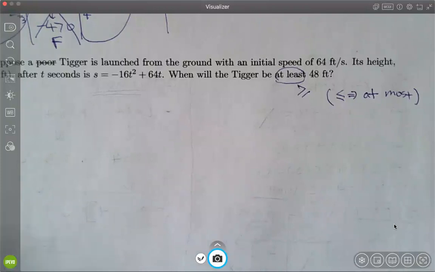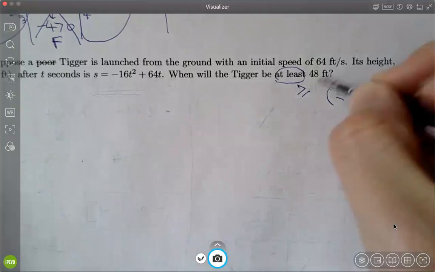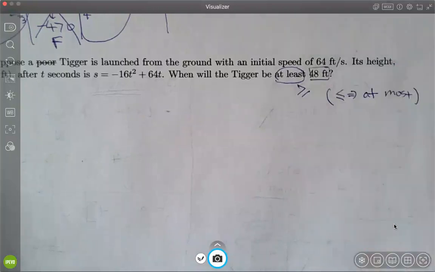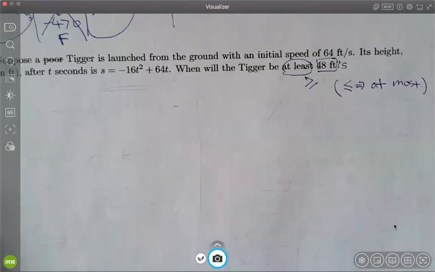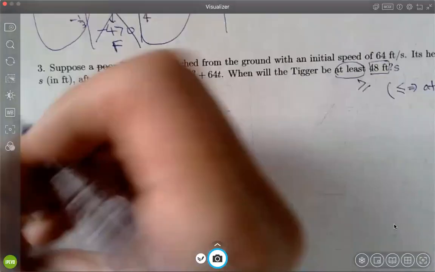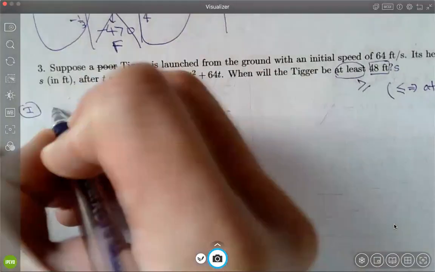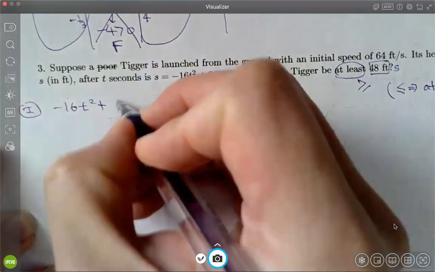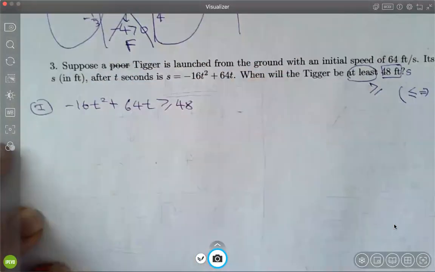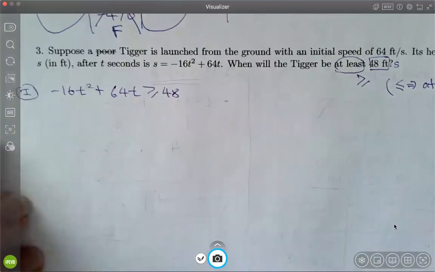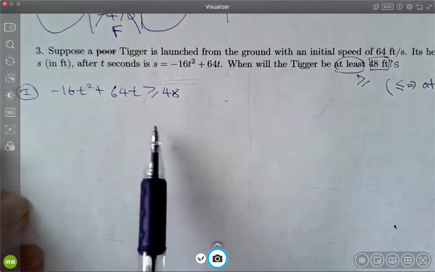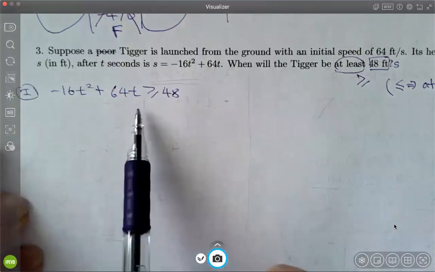Now, 48 is not the time, right? That's the height. So we have s equal to 48 and greater than or equal to, so the setup is negative 16t squared plus 64t is greater than or equal to 48. That's the setup. This inequality looks familiar because it is, again, a quadratic inequality.